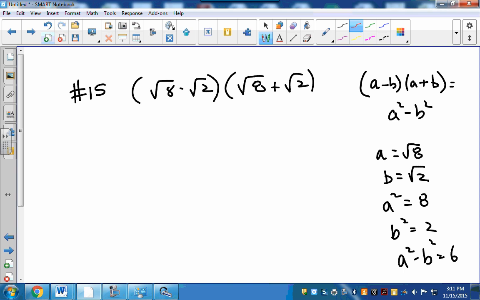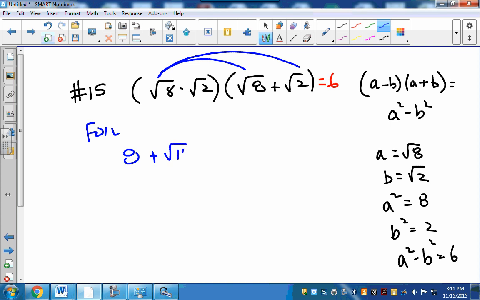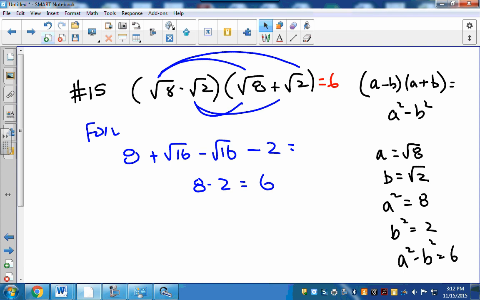So that's the answer. Now, suppose we did it the long way around. You could FOIL. So root 8 by root 8 is 8. Root 8 times root 2 is plus root 16. Root 2 times root 8 minus, notice root 16, they go out. And minus times plus is negative 2. So 8 minus 2 is 6. Okay.